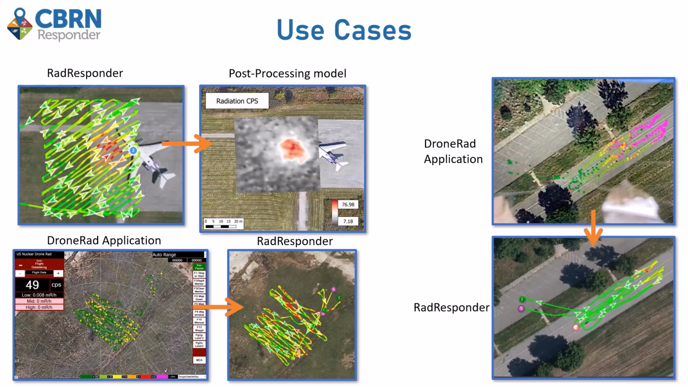And then just one final example of that, just to show the different use cases. The one on the right is for counts per second. So you can have different units and different radiation types that are being collected.